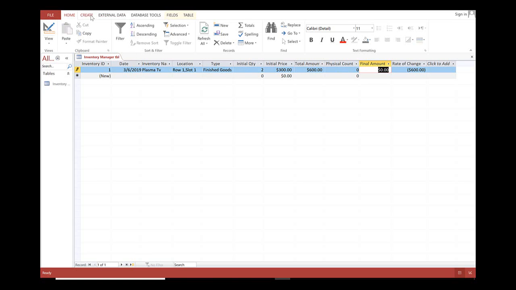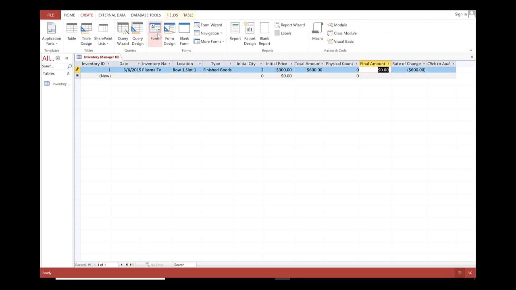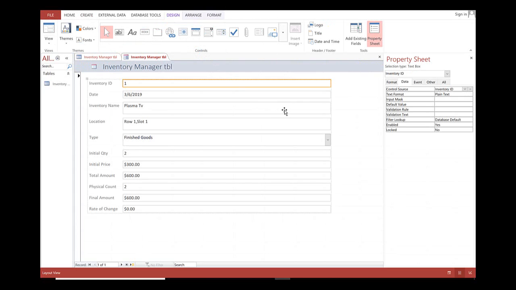So let's create a form from this table. And save this form, and save.